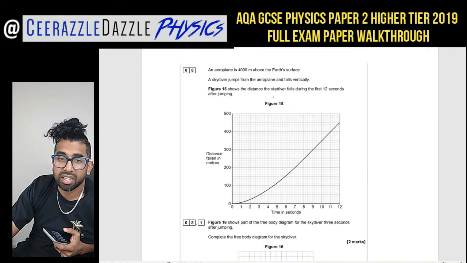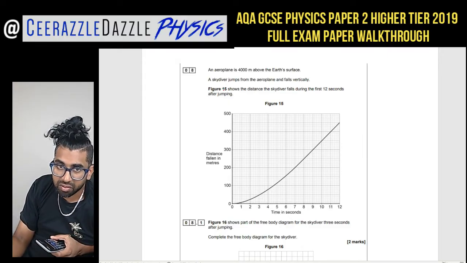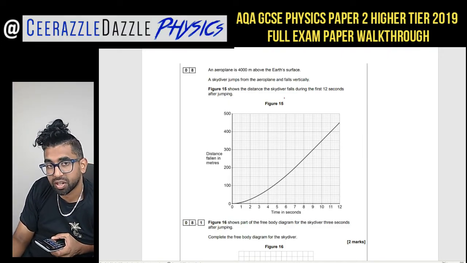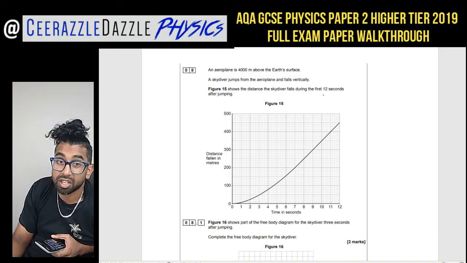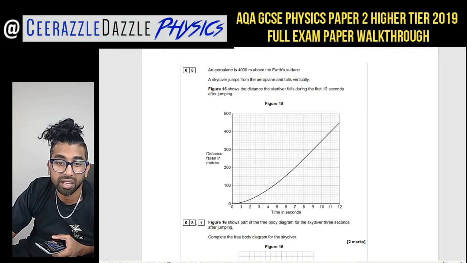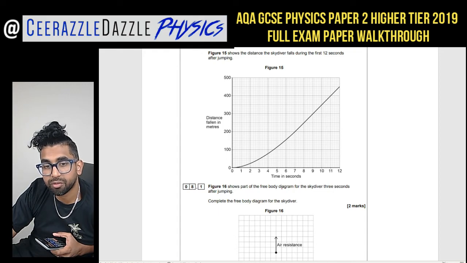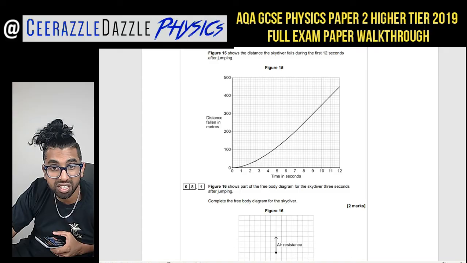8. An aeroplane is 4,000 meters above the Earth's surface. A skydiver jumps from the aeroplane and falls vertically. Figure 15 shows the distance the skydiver falls during the first 12 seconds after jumping. Figure 16 shows part of the free body diagram for the skydiver 3 seconds after jumping. Complete the free body diagram for the skydiver.